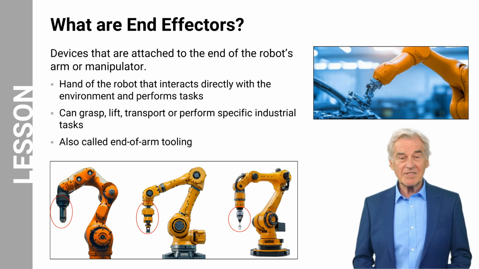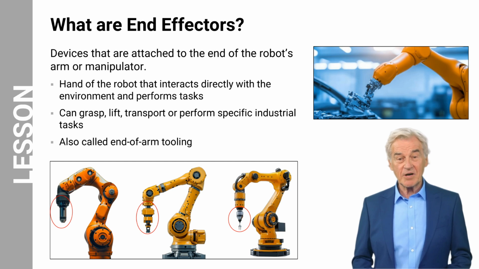Think of end effectors as the robot's hands. They're the tools attached to the end of a robot's arm that do the actual work. Just like we use our hands to pick things up, move them around, and work with tools, robots use end effectors to interact with objects and perform tasks.